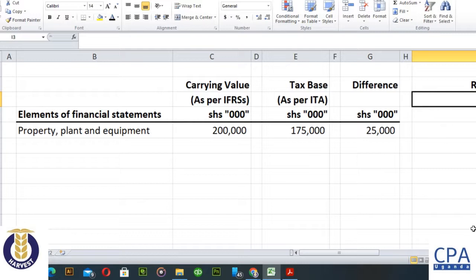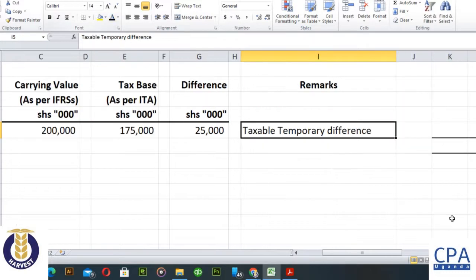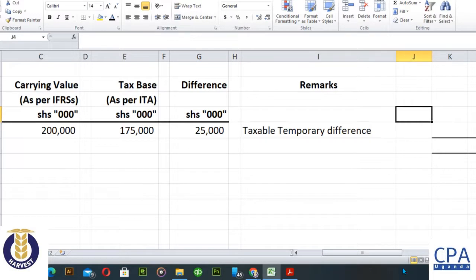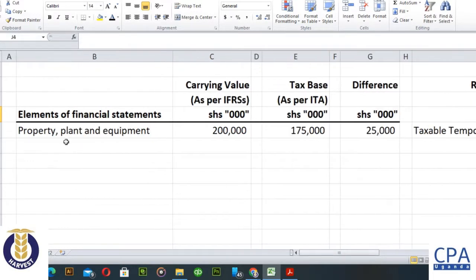We mentioned that the difference can either be positive or negative. Positive is where the carrying value is in excess of the tax base, and negative is where the tax base is in excess or greater than the carrying value. So in our case here, in the first element, the difference is positive. So this one is what we said is the taxable temporary difference.